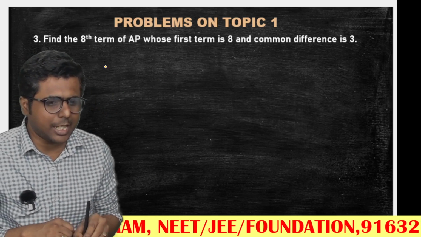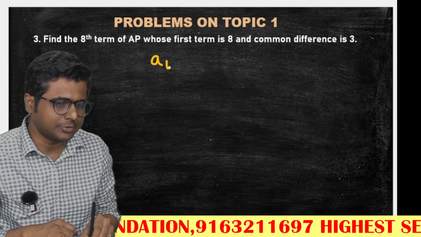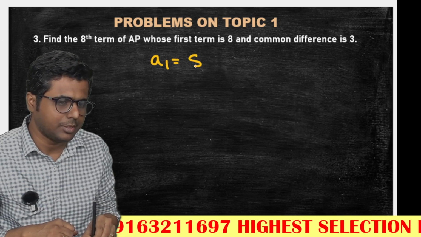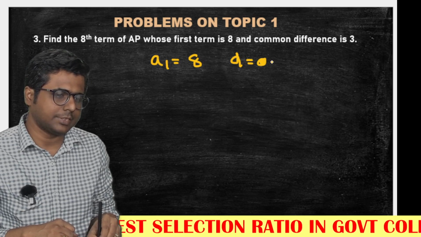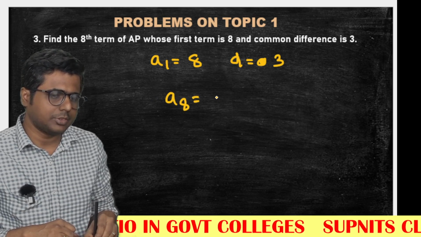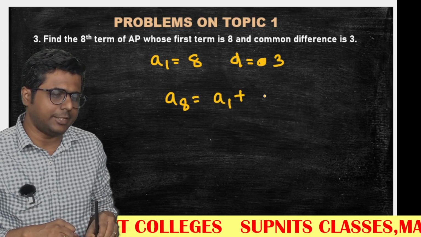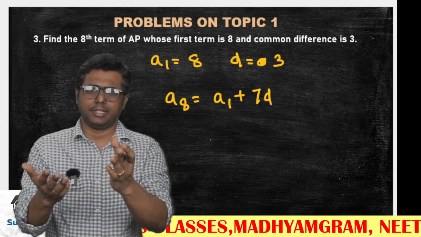Find the 8th term of the AP whose first term is 8. Here, this one is a very easy problem. A1 is 8, common difference D is given as 3. So you have to find out the 8th term. So this will be A1 plus 8 minus 1, 7D. I think this should be done by you.